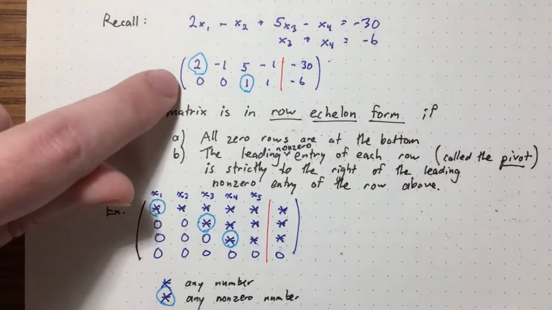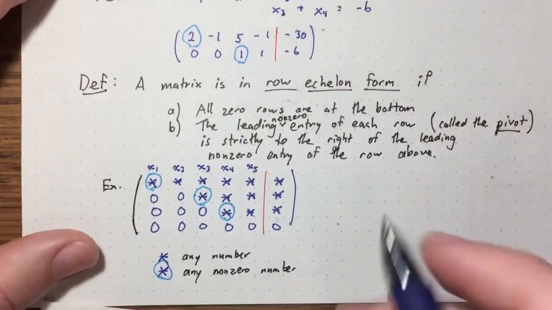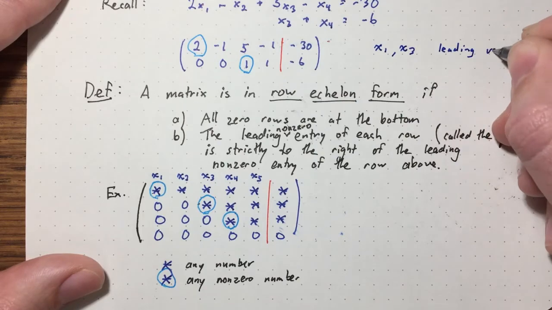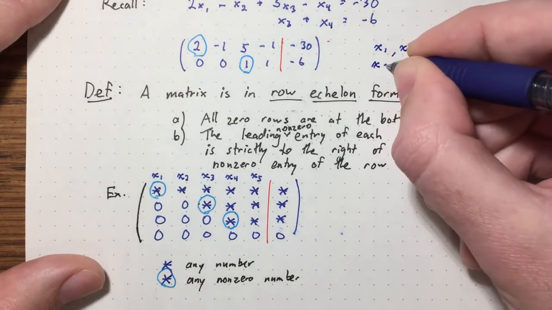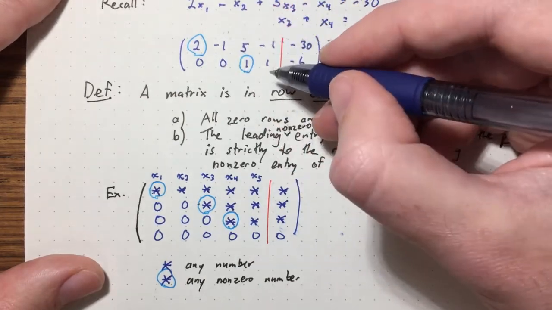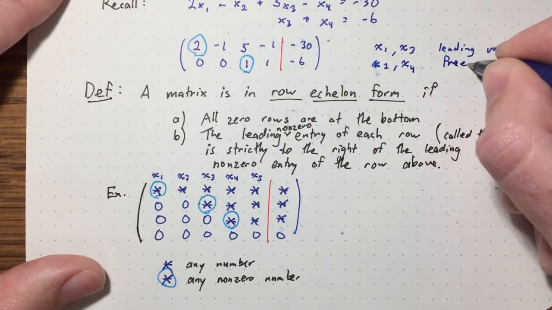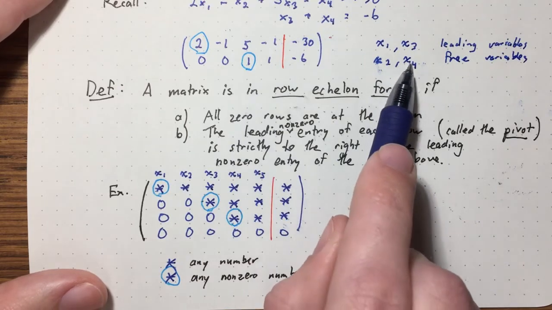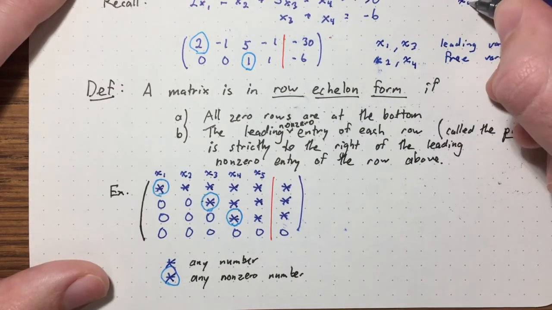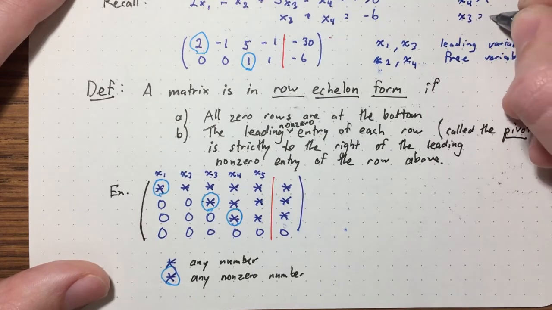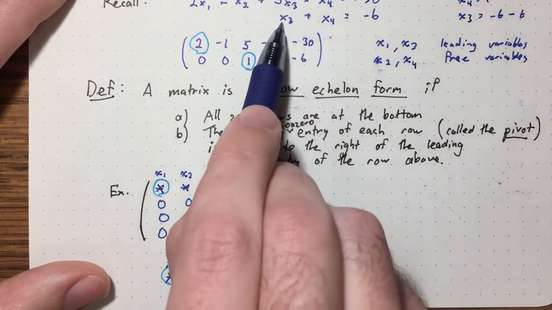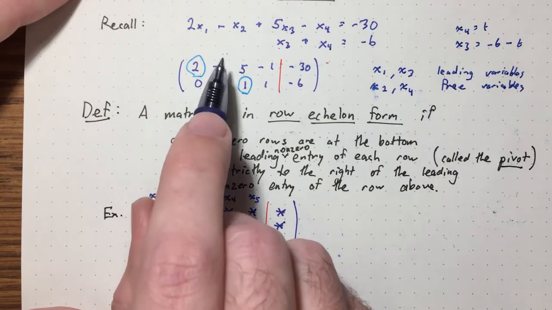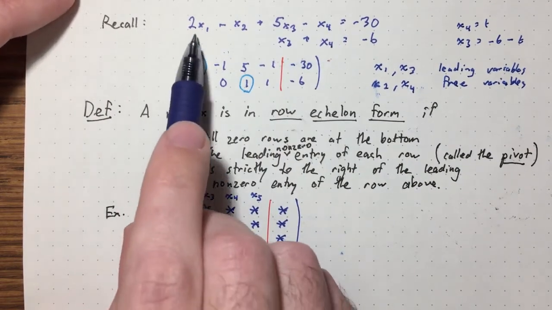So let's look back at the earlier example. What are our leading variables and free variables? So x1 and x3 are our leading variables. And x2 and x4, the ones associated to the non-pivot columns, are our free variables. We can essentially set x4 equal to anything we want, like we did last time. We said x4 equal to t. Then x3 is going to be -6 minus t, just using this equation. And then it turned out we could actually set x2 equal to anything we want also. And then x1 will be determined by that.